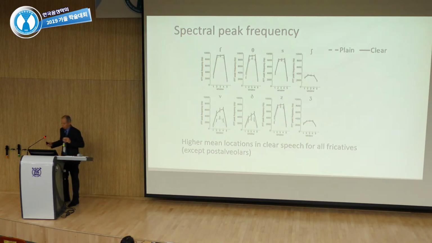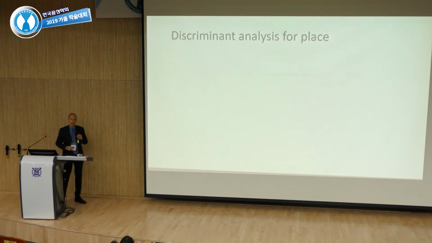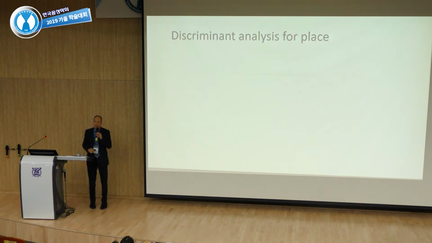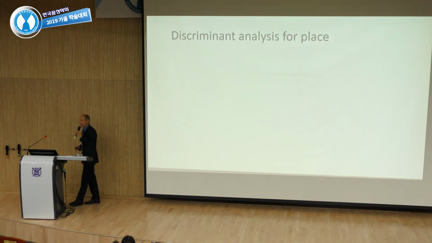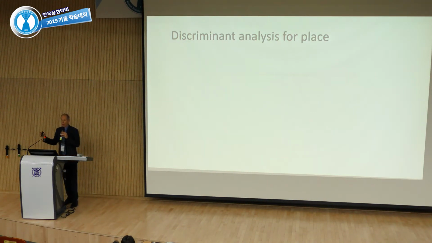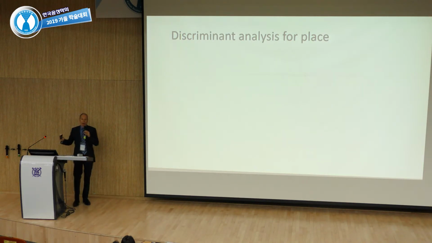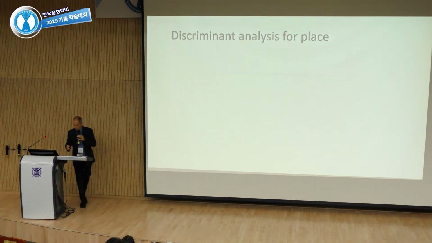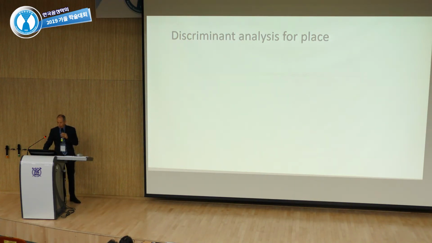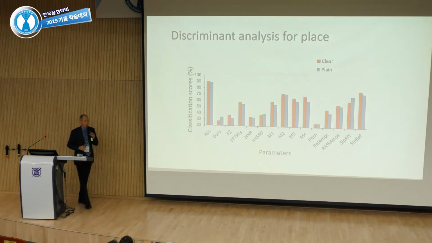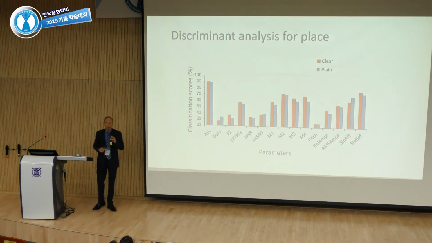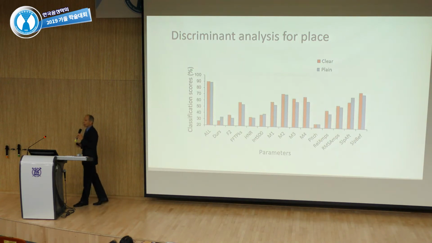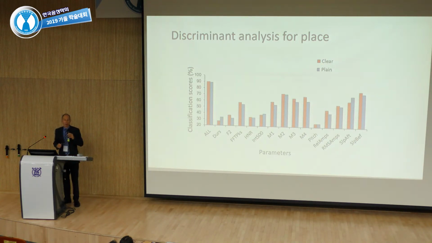We did a lot of different acoustic measures. I'm not going to take you through all of that. What we did do was we looked at a discriminant analysis for place of articulation. So the idea there is, how well can we classify the fricatives into their respective places of articulation based on acoustics fed to the model from plain productions versus clear productions. And we do find an advantage for the clear productions. For most, it's not a big effect, but it's there. And it's there for most of the cues. Most of the cues give us better recognition based on clear fricative productions than on plain fricative productions.